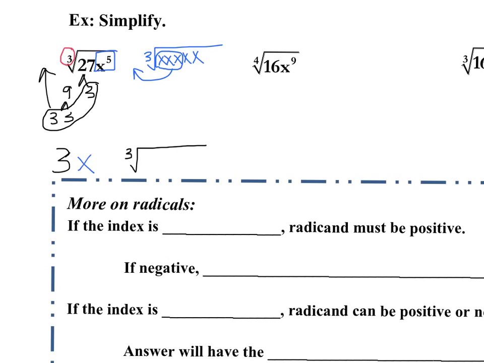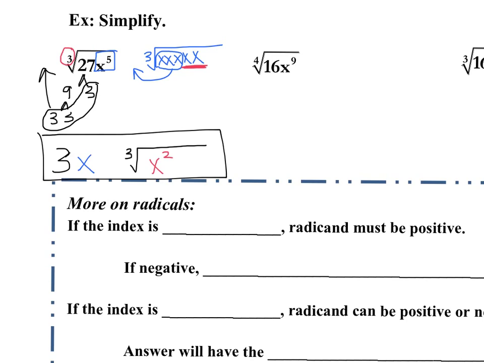But can you tell how many x's are left over on the inside? There's 2 of them. And that's not a whole group of 3, so those don't get to come out. So those have to stay on the inside as x squared. Okay, and this is our final answer. So it's kind of like breaking down radicals, where it doesn't break down perfectly, but you're going to have a lot of variables in your answers as well.